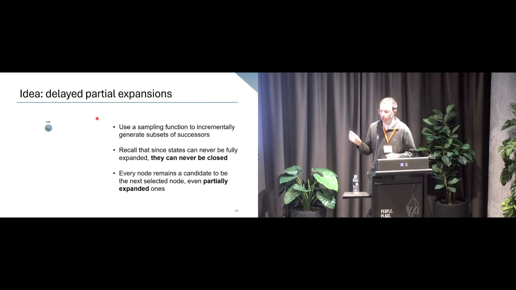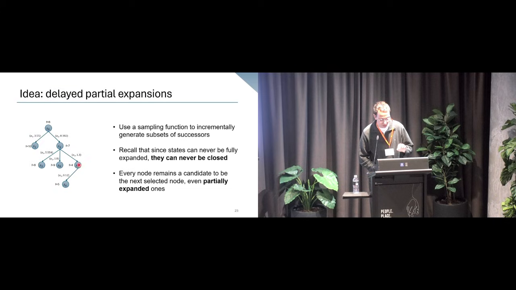So what we do instead of generating all successors is we use a sampling function to iteratively generate subsets of successors each time, right? So, well, since we are partially expanding nodes, okay, since we are partially expanding those successors, we cannot close anything, okay? Everything remains open at all times in principle, okay? So here we have an example. We use a sampling function. In this case, we are just sampling one successor each time. And yeah, the next selected node is the one with the best value until reaching a solution, okay?